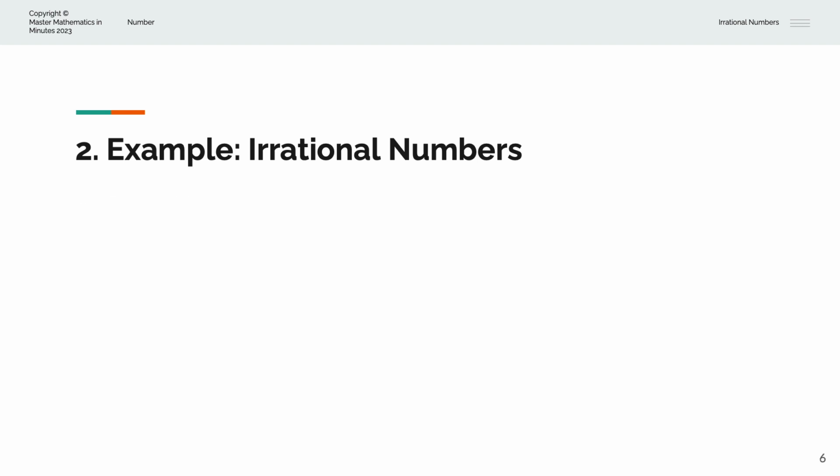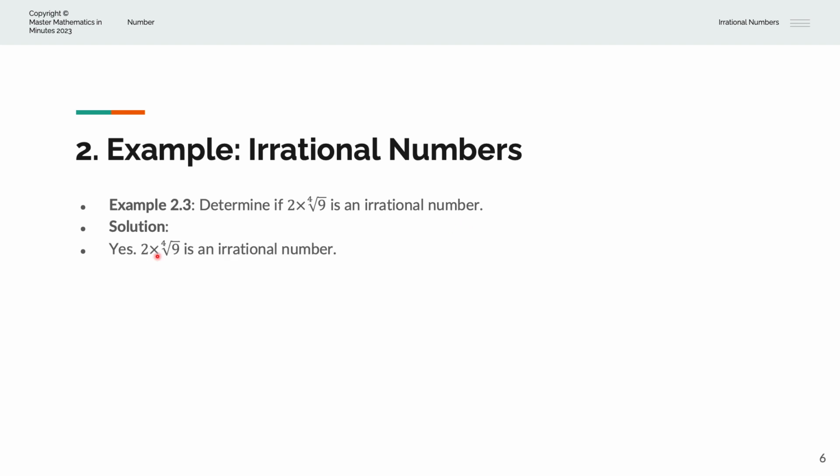In the third example, we're asked to determine if 2 multiplied by the 4th root of 9 is an irrational number. And so yes, 2 multiplied by the 4th root of 9 is an irrational number. It is equal to 3.4641016151, and these are non-terminating decimals.